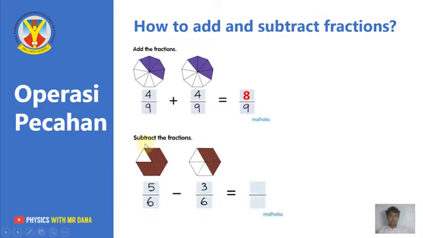Second question, subtract the fraction, kurangkan pecahan berikut. We have 5 sixths minus 3 sixths. As you can see, both of the fractions have 6 as the denominator. Both of their denominators is 6. So what you need to do, you just copy 6 here and then subtract 5 minus 3 equals 2. So the answer is 2 sixths.